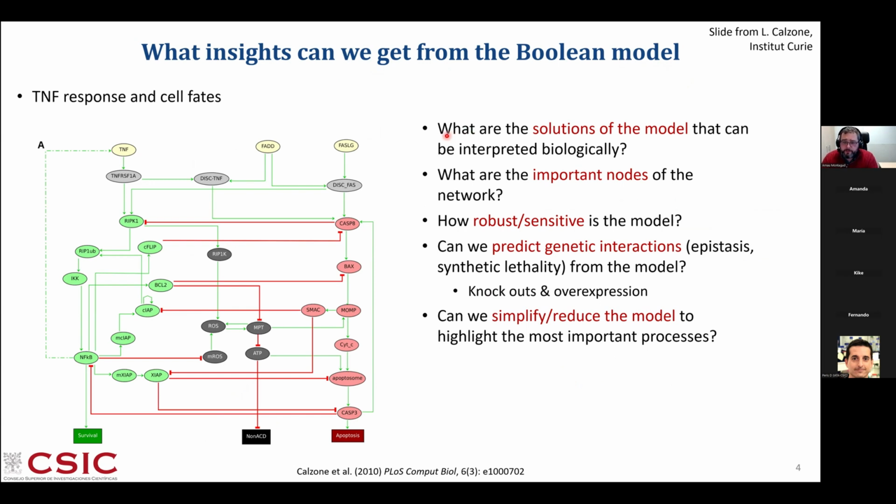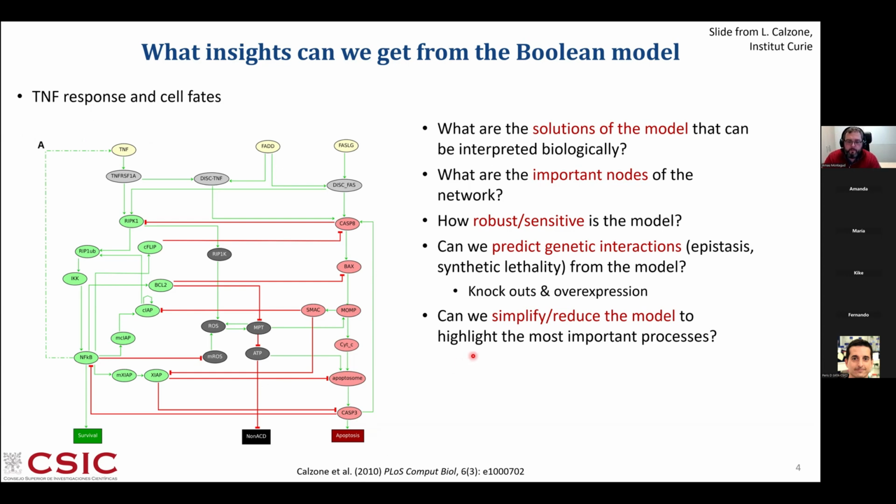So what insights can we get out of Boolean models? Usually the questions are: what are the solutions of the models? For instance, we have a set of inputs and a set of outputs, and we want to know what combination of inputs and perturbations in the different pathways will veer some trajectories out of survival and into necrosis or apoptosis. Or, for instance, what are the most important nodes in this network, and how robust or sensitive these networks are. Here on the left, what you have is an example of a TNF response on the different cell fates that you can get from a 2010 paper by Institut Curie.